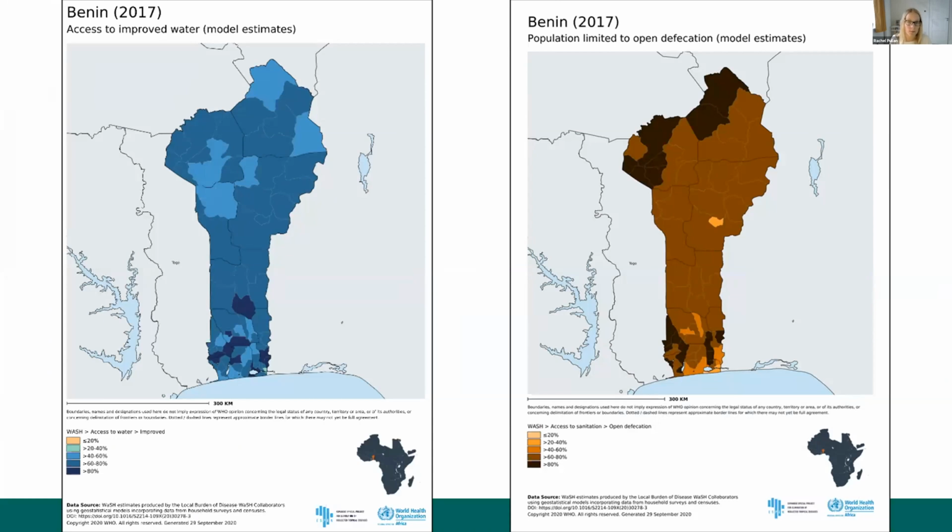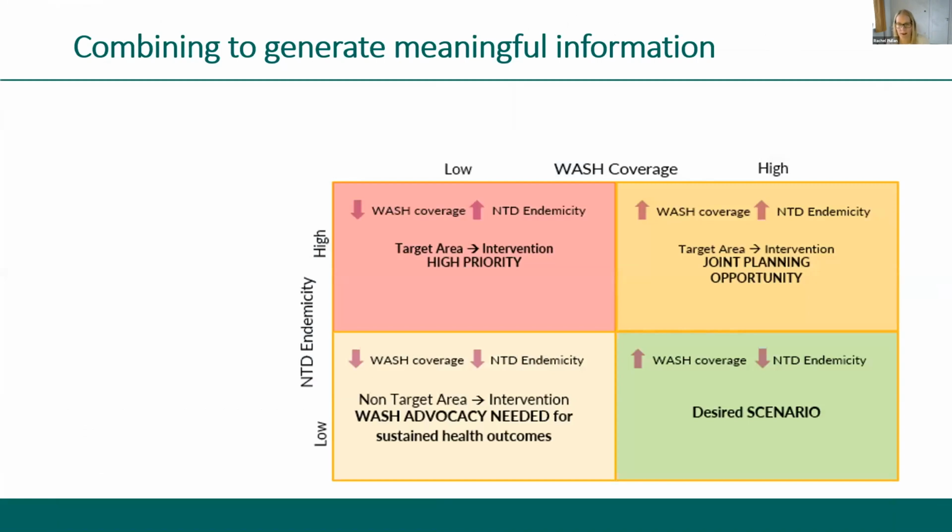But what we really want to be doing is thinking about how best to combine these two data sets to make a really useful resource for decision making without having to put one next to the other. And this is what we're doing now. And I've nicked this nice graphic here from Leah's slide just to show the two areas we want to be thinking about: how do we align NTD endemicity with WASH coverage within this framework.